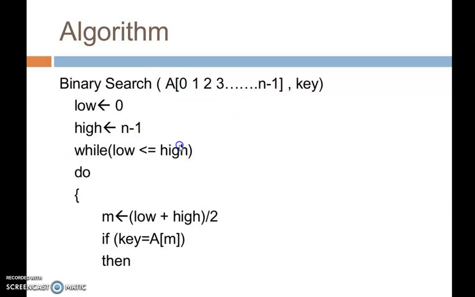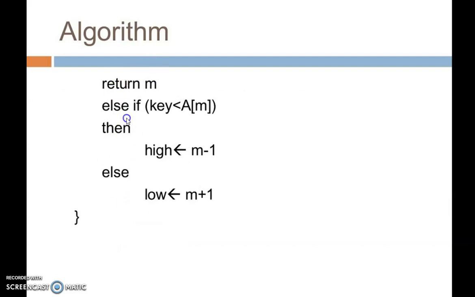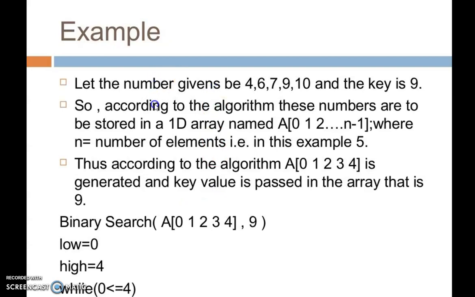While low is less than or equal to high, we will start a loop where we define the mid element as m equal to low plus high by 2. If the key element is equal to A of the middle index, then return m. Otherwise, if key is less than A of m, then high will become m minus 1 and low will be the same. And if this does not satisfy, else low becomes m plus 1. So we will see this now.